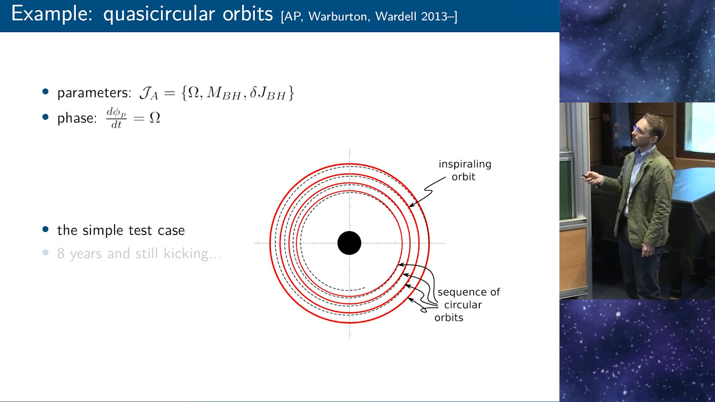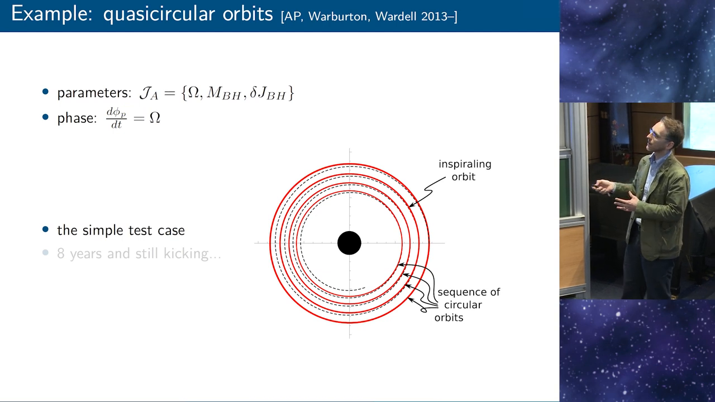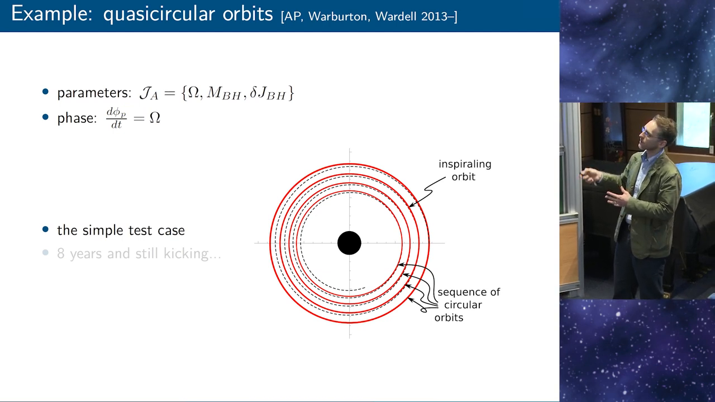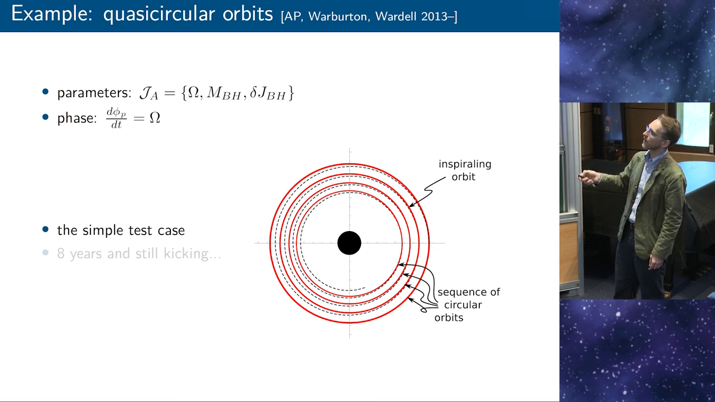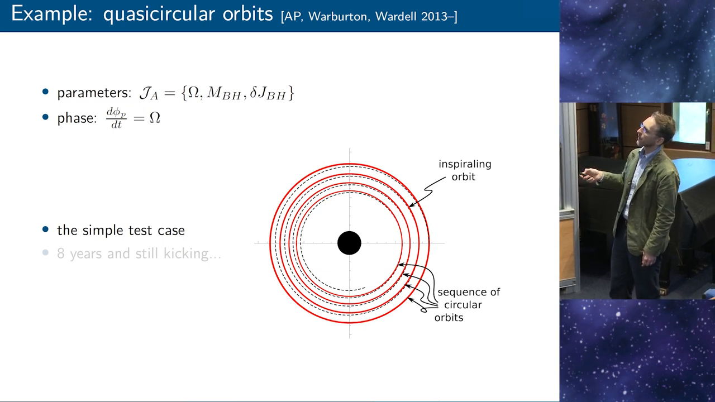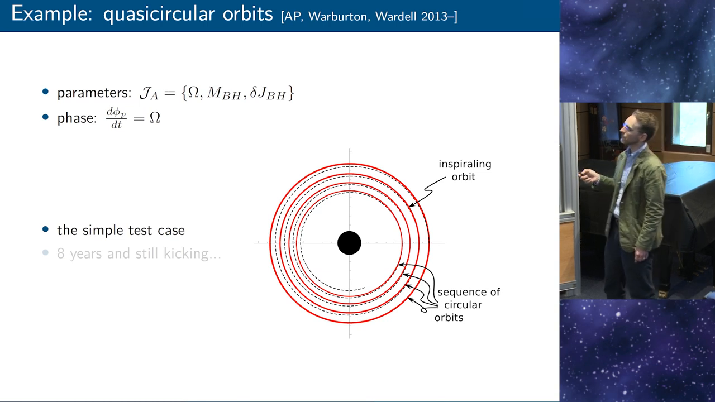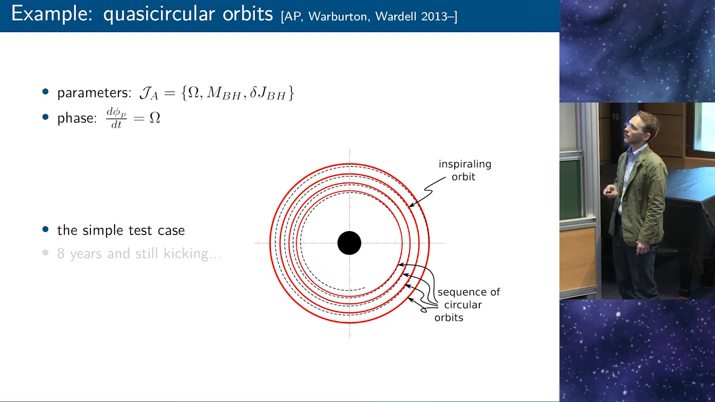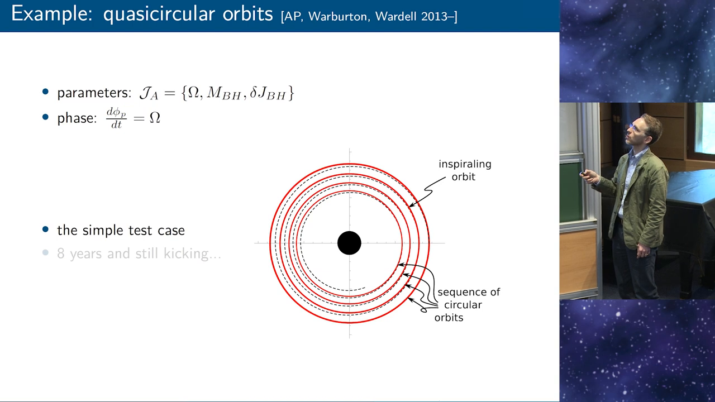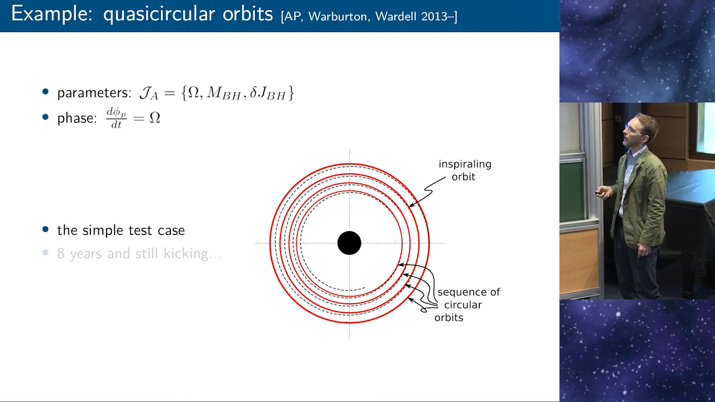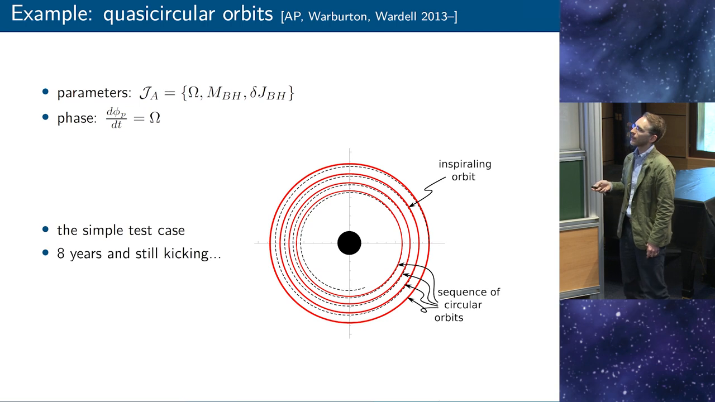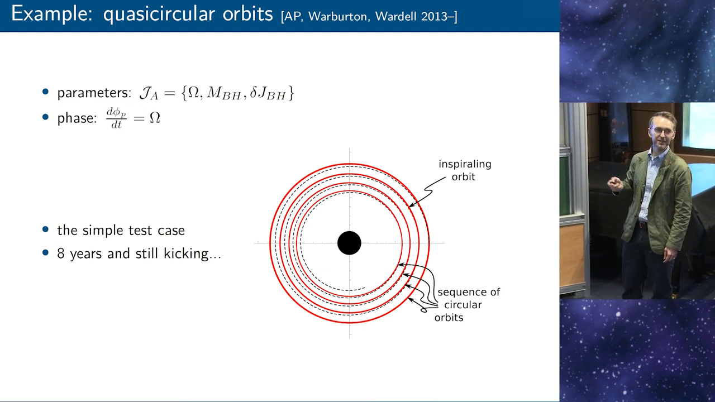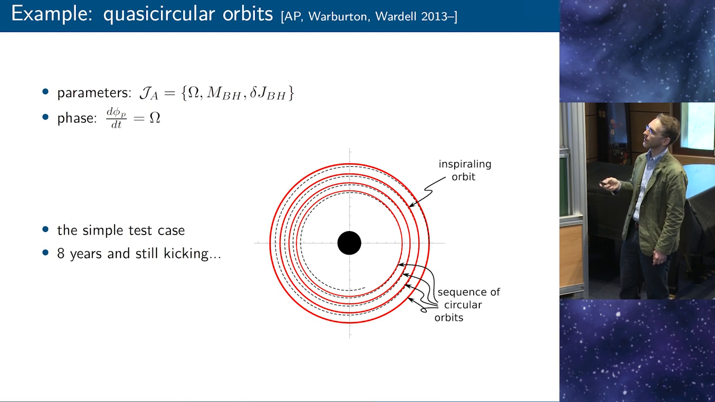So here we're never neglecting dissipation, we're never neglecting the non-zero radial velocity, but the structure of the calculation is still essentially that we have a sequence of circular orbits that we then evolve through. So we solve the Einstein equation for some fixed frequency and then evolve the frequency to get the waveform. So this was supposed to be the simple test case that we started working on in 2013, that I've been working on with Niels Warburton and Barry Wardell at UCD in Ireland. But it's taken us 8 years to work out all the details and develop the analytical and numerical infrastructure to make this work.